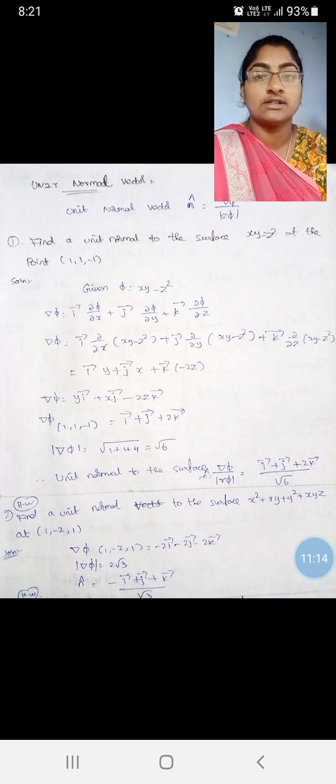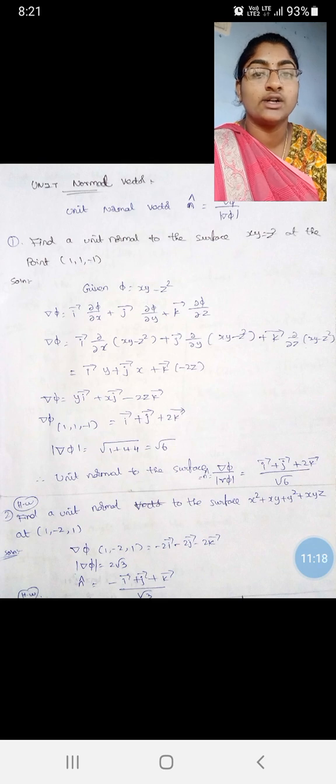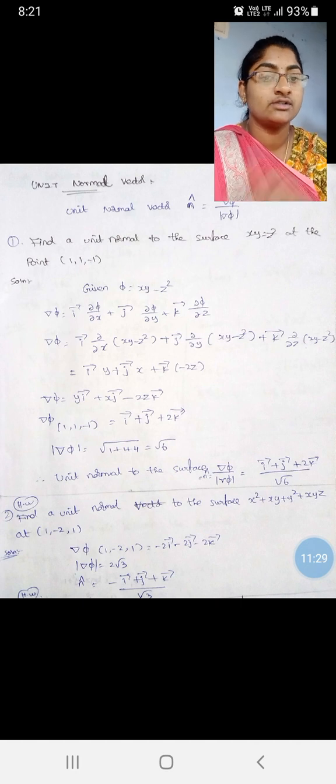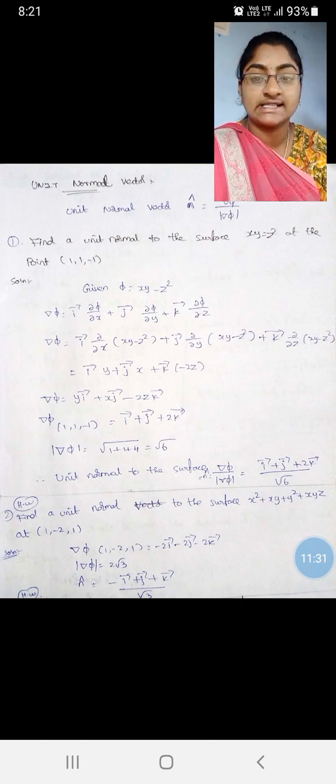Our first question is, find a unit normal to the surface xy is equal to z square. So this is the value for phi. At the point also given 1 comma 1 comma minus 1. So given phi value is xy minus z square. So bring this z square to the other side, we get minus z square. We have to find the value for del phi.